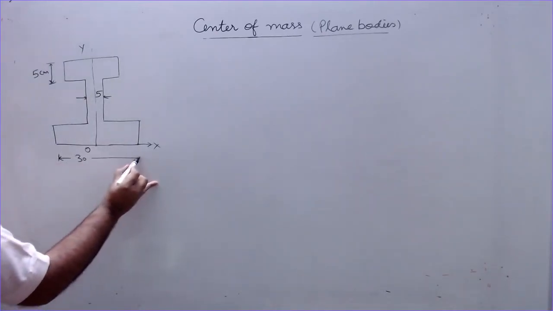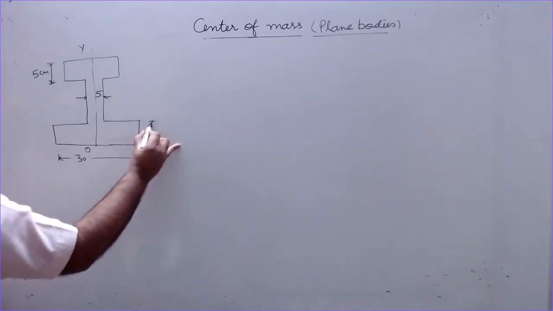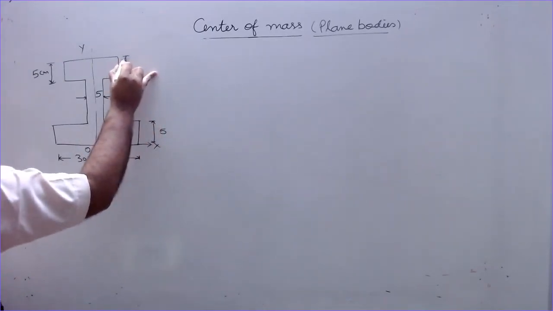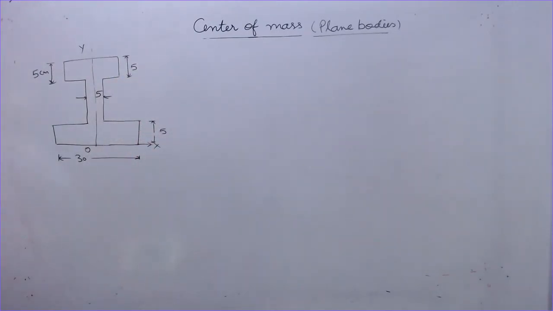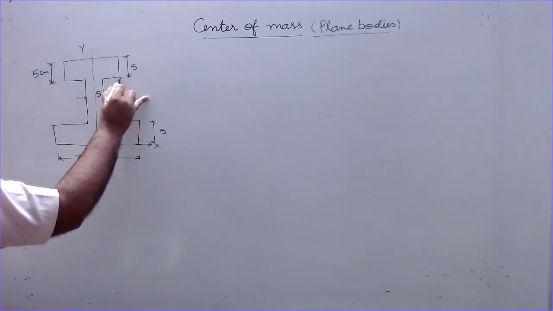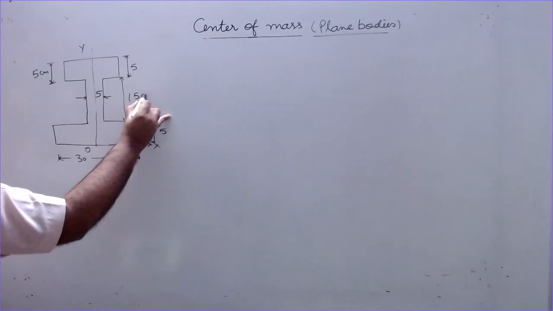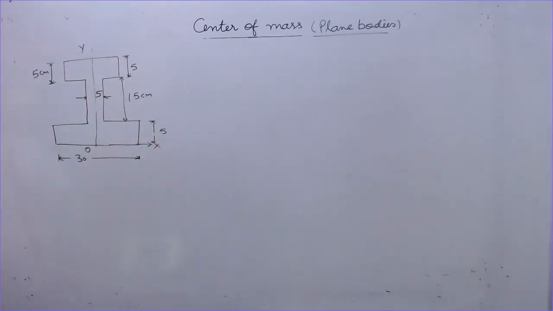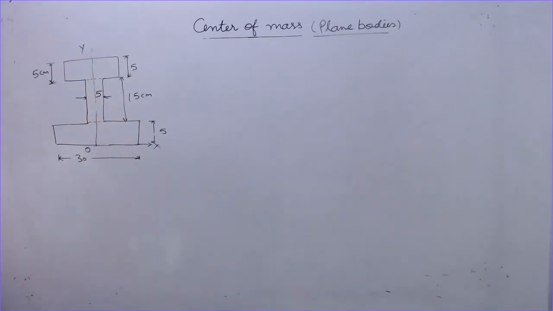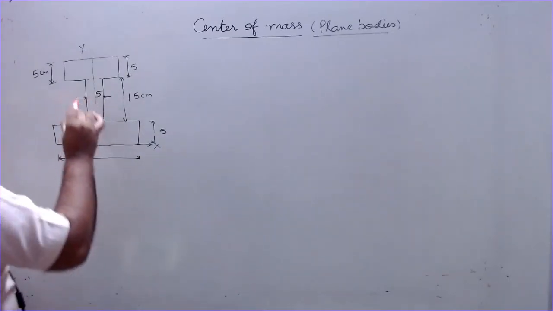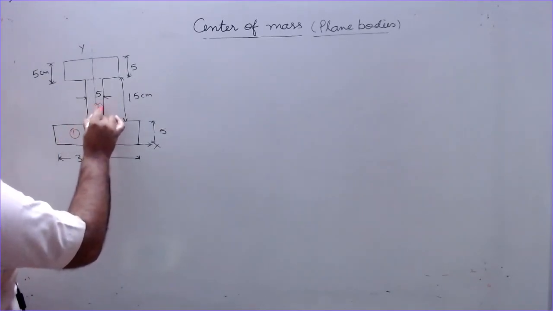30 centimeter, 5 and 5, all are in centimeters. This is 15 centimeter, the web portion. We have to find the center of mass of this. So what can we do? We can divide this into 3 bodies which are attached together. You can divide by any method, but this is the simplest one. 1, 2, 3.